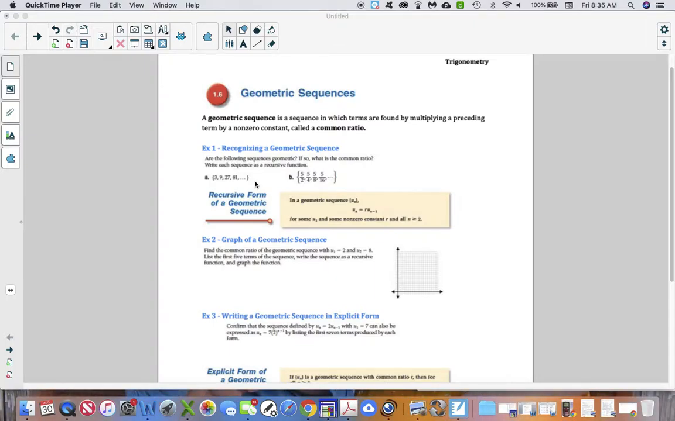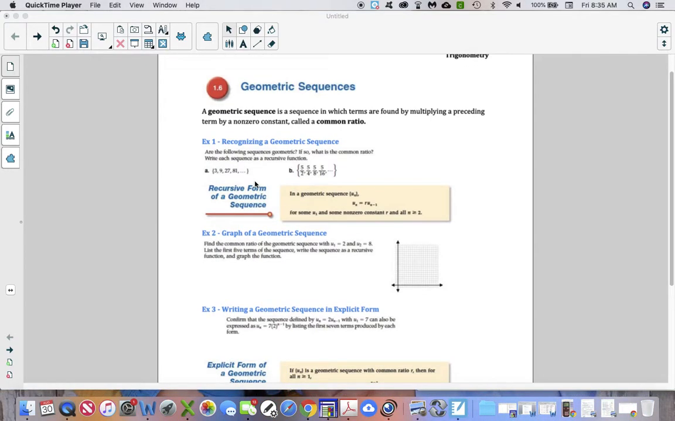Hey, Trig kids, I'm recording from home today. I was supposed to be back, but daycare is closed today, so I'm home with my kiddos. So I'm going to run you through section 1-6, geometric sequences.